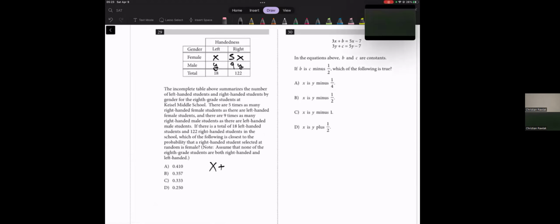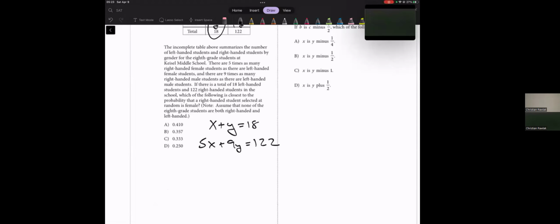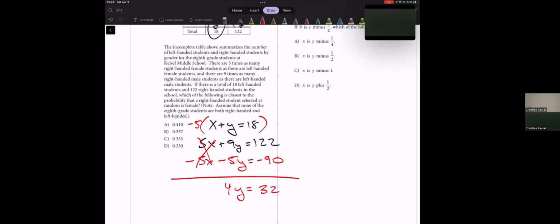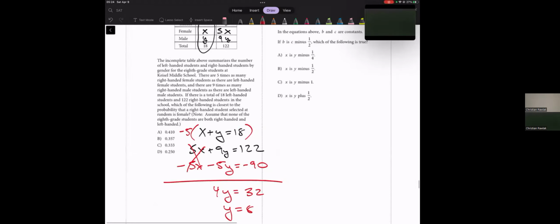So we know that x plus y have to add up to 18 because the total number of left-handed students is 18. And I know 5x plus 9y is equal to 122. So I'm going to quickly solve for all this. So I'm going to multiply the top one by -5, which gives me -5x minus 5y equals, what is 18 times 5? That is -90. And I get 4y is equal to 32. So y is equal to 8.